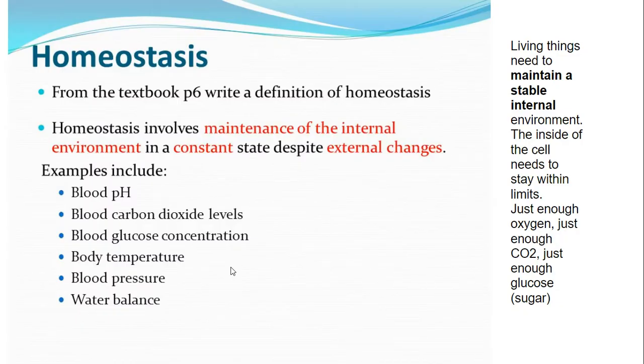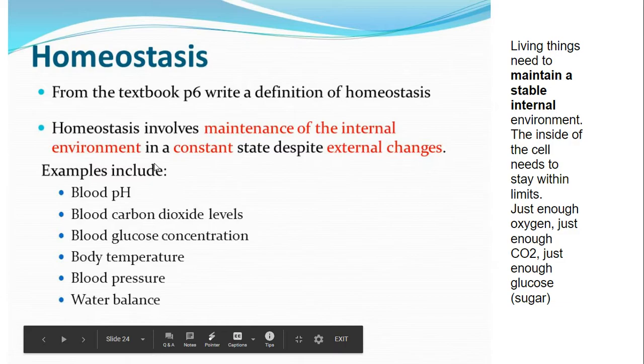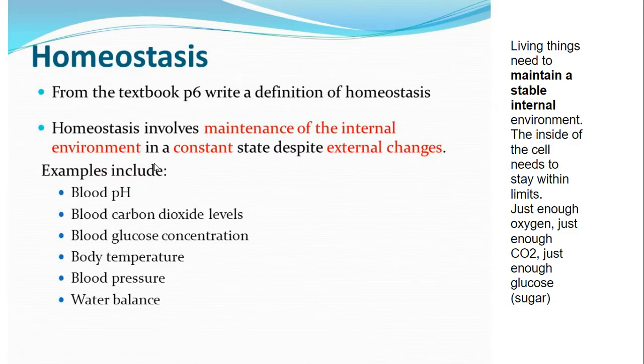What is homeostasis? This is the textbook definition. Let me read it to you and then I'll explain it. It says homeostasis involves the maintenance of the internal environment. Internal refers to inside. Maintenance is that we want to keep it in control in a constant state despite external changes. What this means, students, is that many things can happen outside of the body.